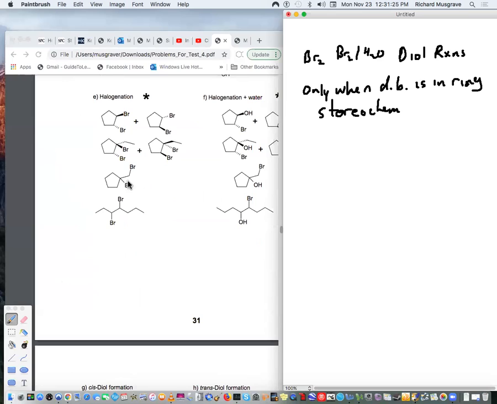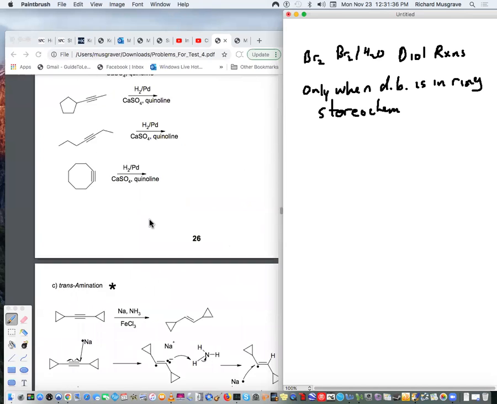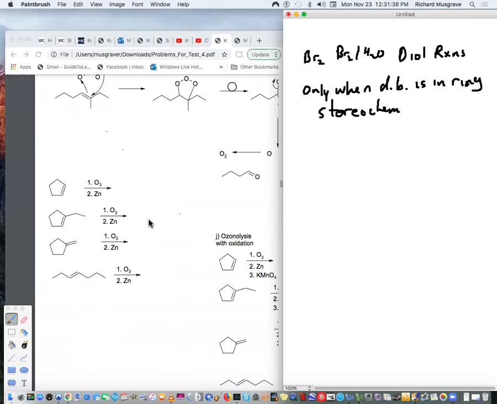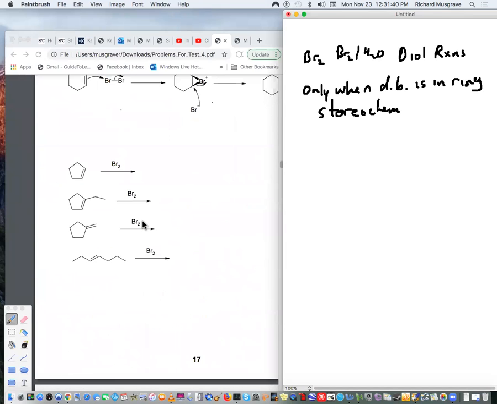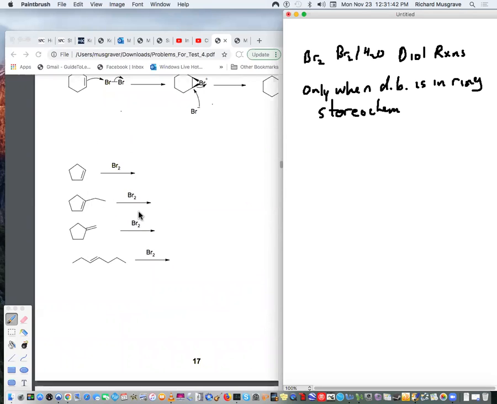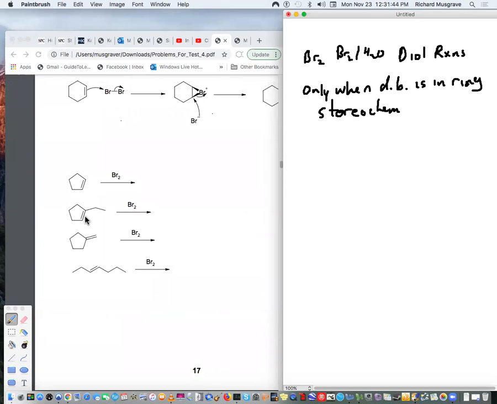So you'll notice in these instances where the Brs are on a ring, I've shown the stereochemistry, but when the Brs are outside the ring or on a chain, I haven't shown it. Now let's look at why that might be. So these are the examples here. You can see that in the first two where I showed the stereochemistry, the double bond is inside the ring. In the other cases, they're outside the ring.